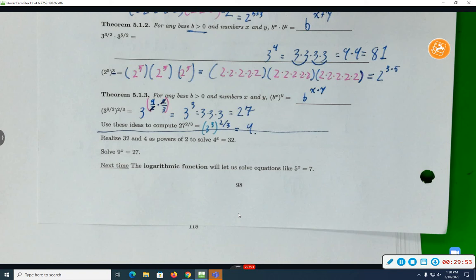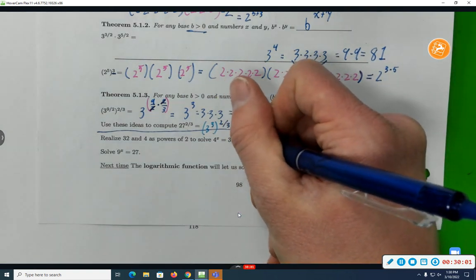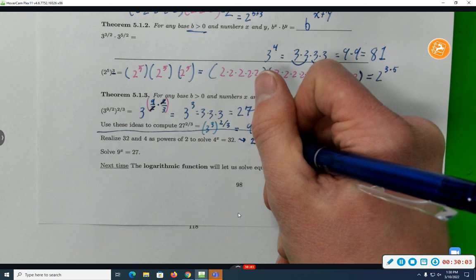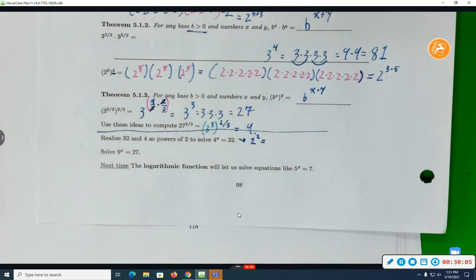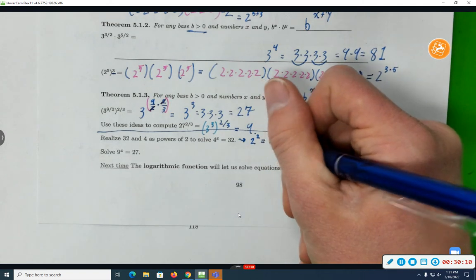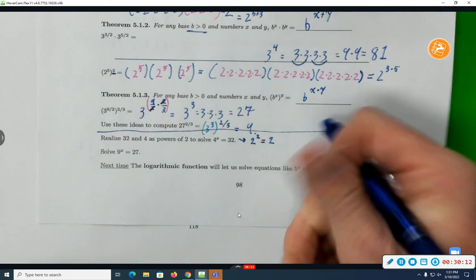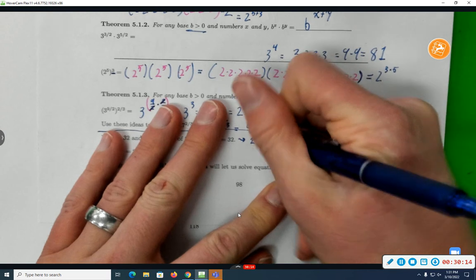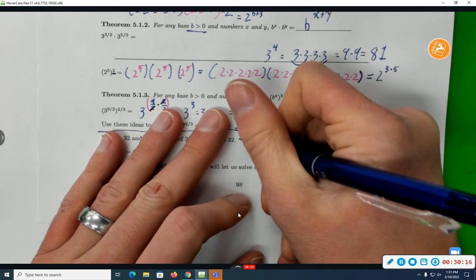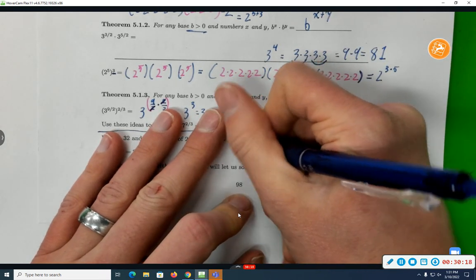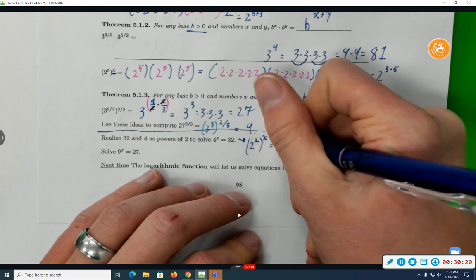What's 4 as a power of 2? 2 squared. 4 is 2 times 2. So let's rewrite this as 2 to the 2 to the x equals, what is 32 as a power of 2? 2 to the 5th. Oh, and I lost the x. Goodness. 2 to the 2 to the x equals 2 to the 5th.